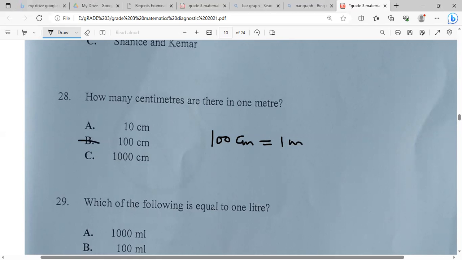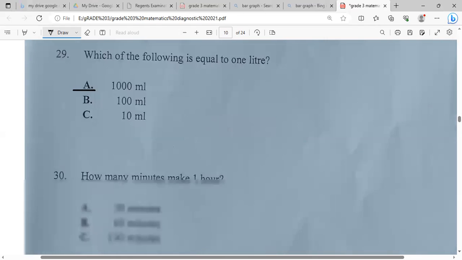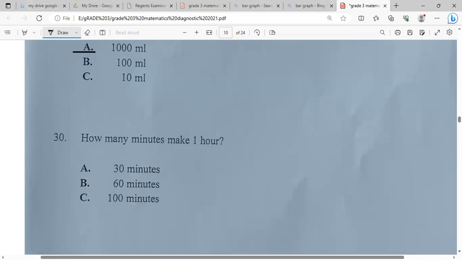Number 29, which of the following is equal to 1 liter? Now, it takes 1,000 milliliters to make 1 liter. So this would be A. And guys, ensure that you're reading up all these notes. All right, how many minutes make 1 hour? Everyone should know that it's 60 minutes to 1 hour.